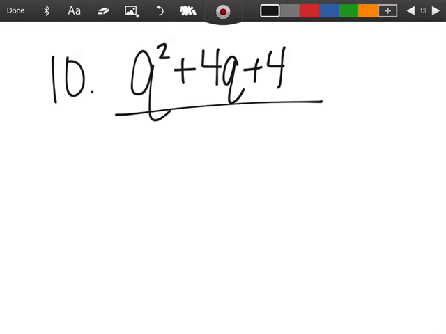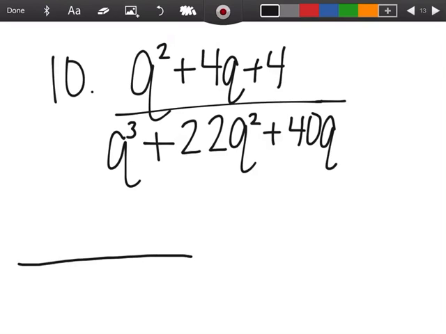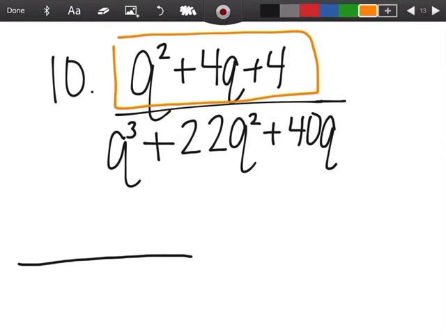So then this last problem that we're going to do on this video says q squared plus 4q plus 4 divided by q to the 3rd plus 22q squared plus 40q. What's different about this problem is I have factoring to do in the numerator and factoring to do in the denominator. So I'm going to treat them like two separate problems. I'm going to focus on the numerator first, and I'm going to say, how do I factor this?